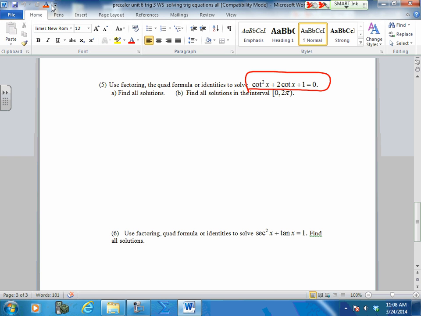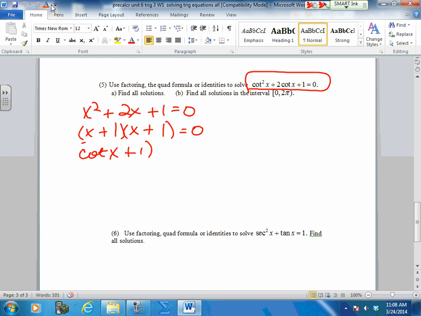Binomial. How do I write this without the word cotangent in here? X squared plus 2x plus 1 equals 0. So how do I factor this? x plus 1, x plus 1. Oh, aren't they the same factor? So now I'm going to take out the x and put in cotangent. Do I have to do this both times? No, because they're both the same.